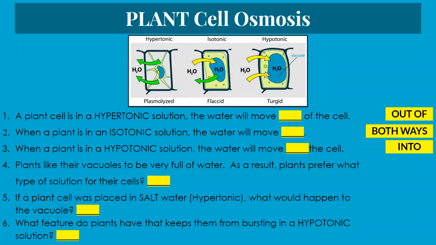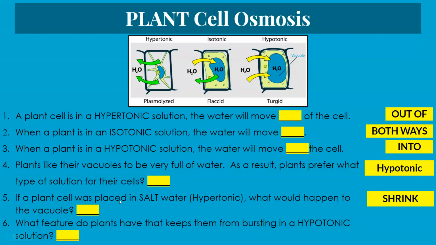The last one is called turgid. It almost looks like the cell wants to burst, but plants actually like to be super full of water. That gives them extra strength so they can stand up and they can have a little bit of added protection, plus they have all the water they need for photosynthesis. So plants like their vacuoles to be in this turgid situation, and so they prefer hypotonic solutions.